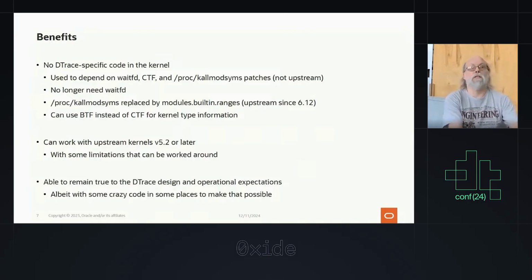Now, the real benefit was that by doing this, we have been able to remain true to the overall dtrace design and operational expectations. So semantically, things should work the way you would expect if you're used to using dtrace. That has required some very crazy code in some places, and I wouldn't say it's 100% perfect. But most of the time, when people have come to me saying that something doesn't work, it's that they don't understand how dtrace works instead of it being a bug. So at least that's happening more and more. So that's a good thing.